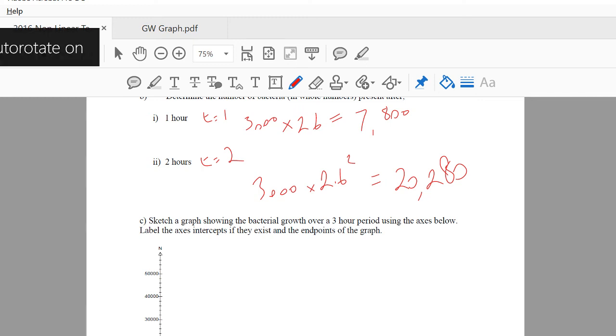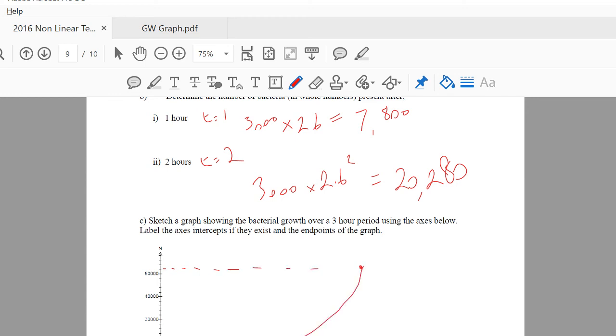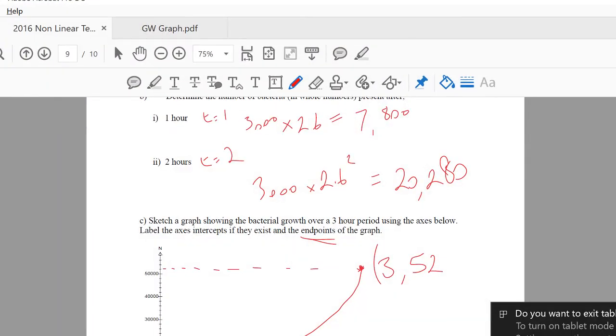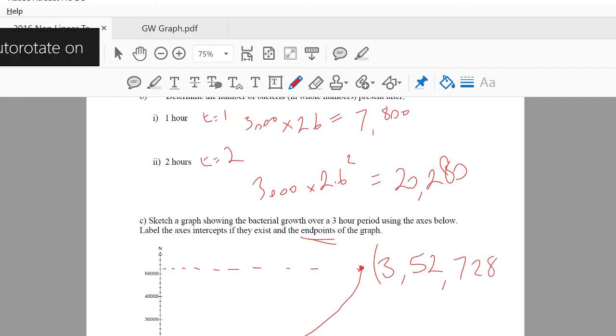52,728. So 3 is going to be somewhere up here at 52,000. So the graph looks something like this. Now that 3, because we're drawing only over a 3-hour period, we actually finish at 3. So that is also an end point. So we've got to label that coordinate as well as being 3 and what was it? 52,728. Next question.